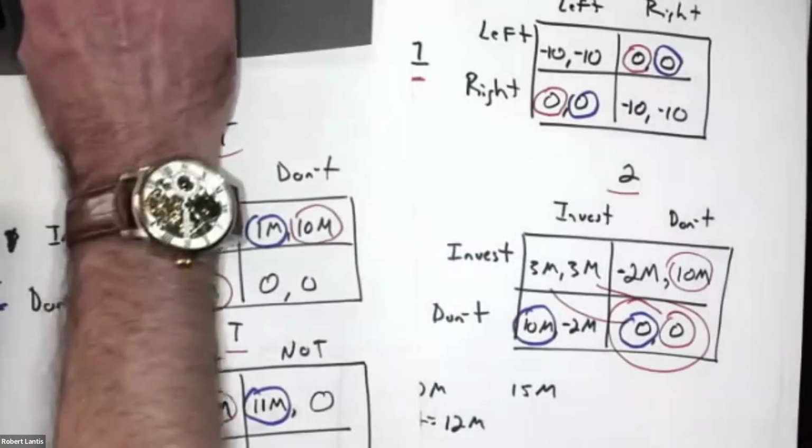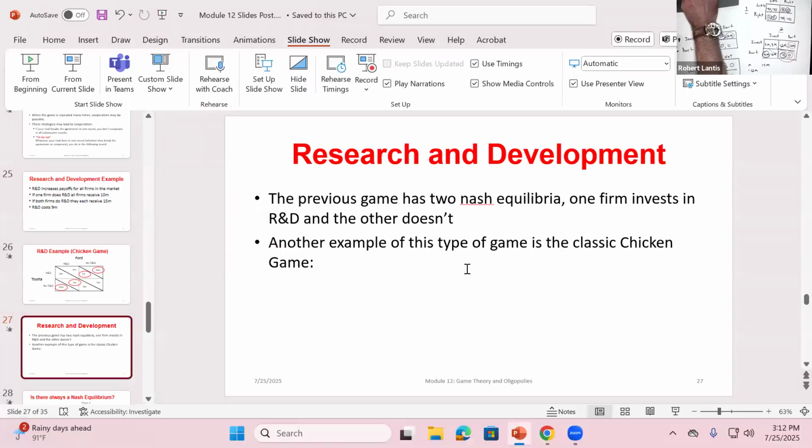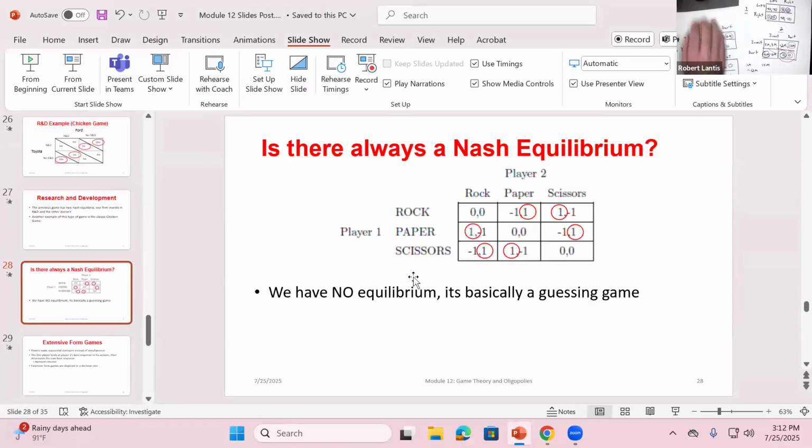Any questions before we keep moving there? Okay. All right.